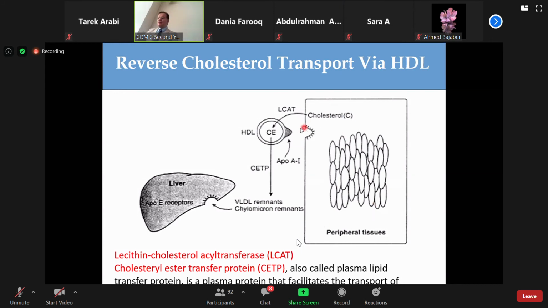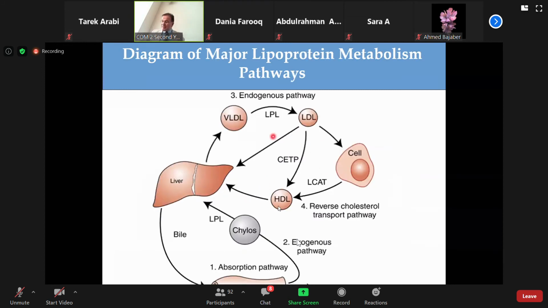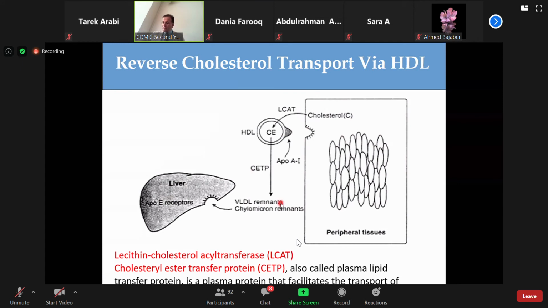So we have cholesterol, through an enzyme called LCAT, lecithin cholesterol acyltransferase, taken back to the lipoprotein, and then the lipoprotein with the cholesterol, through an enzyme called the CETP. This enzyme is not illustrated clearly. This is the right one. Why am I saying this? Because you can see that the CETP takes the cholesterol back into the VLDL remnants and chylomicron remnants.